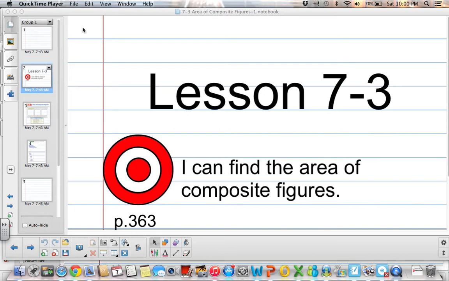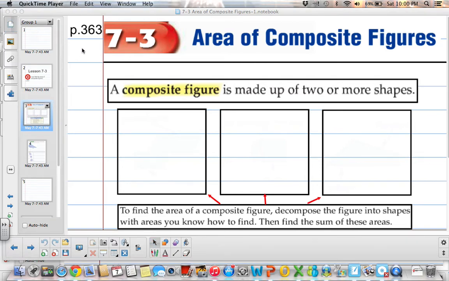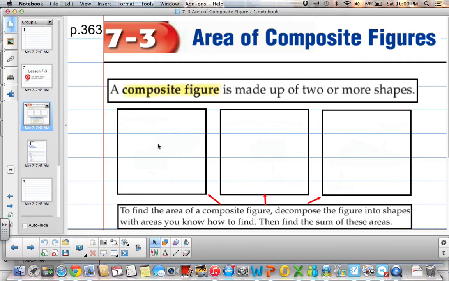It starts on page 363 in your notebook, or in your textbook, and we are finding the area of composite figures. So a composite figure, which is part of your vocabulary words on your sheet, is made up of two or more shapes. So here's some examples of some composite figures.